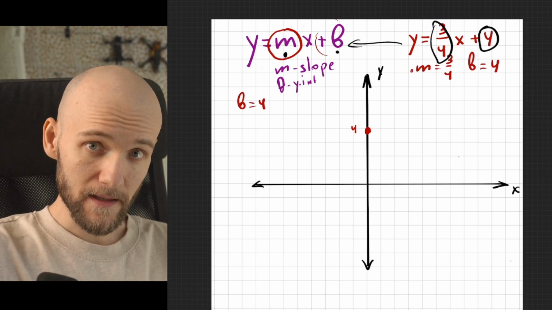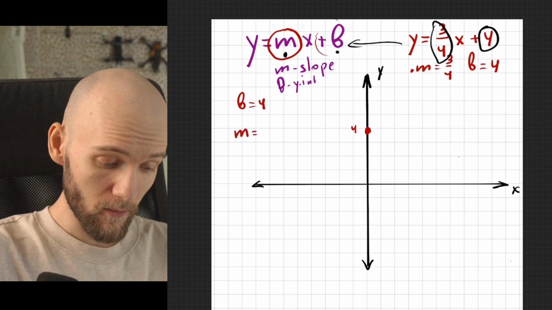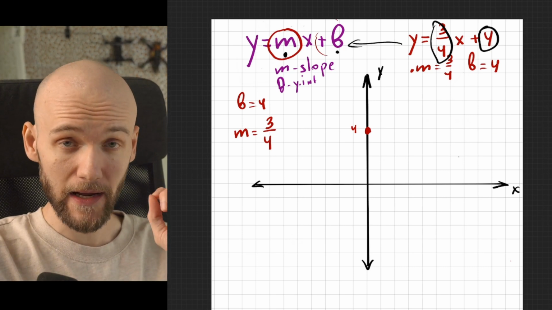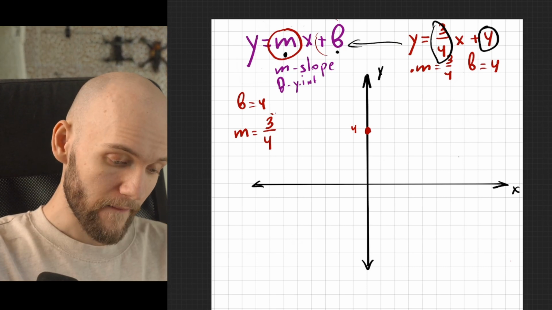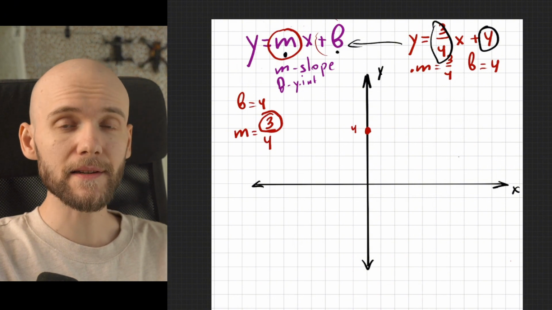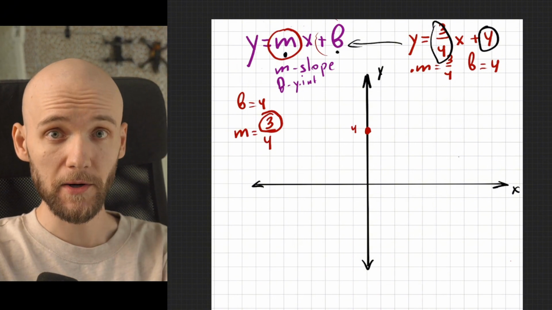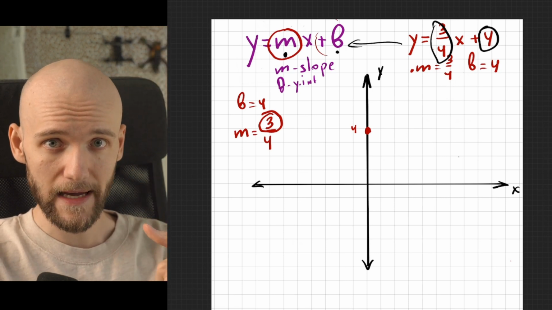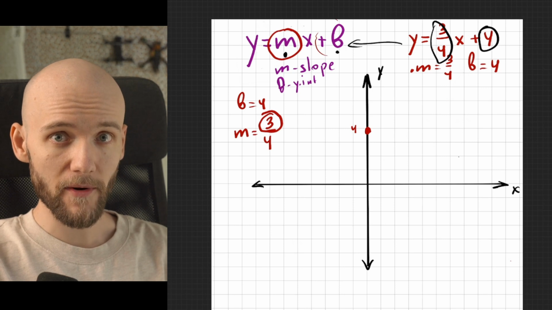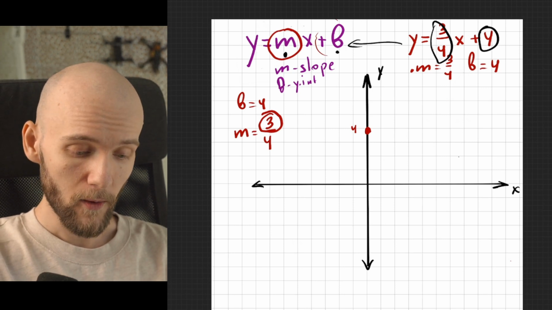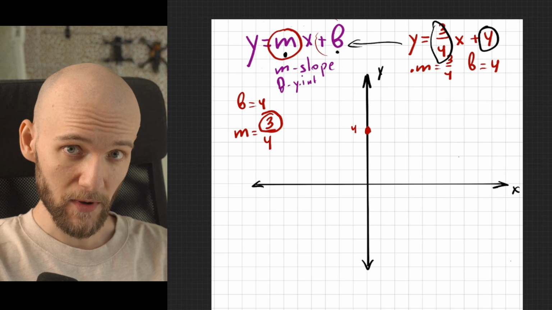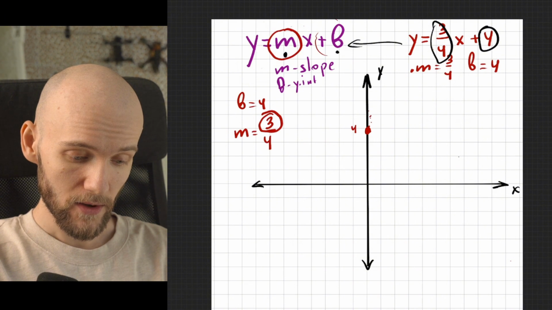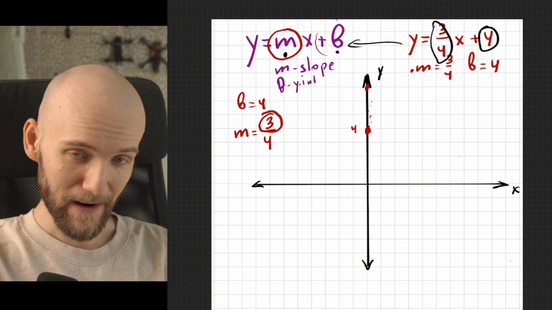Now let's look at the slope. m is our slope. In this case, our slope looks like a fraction, and it's a great thing. It should look like a fraction. Whatever is on top of your fraction is the number of steps you should make vertically. If it's a positive number, you go up. If it's a negative number, you go down. So in this case, we have the number 3. It's positive 3. So we start from our y-intercept, which is 4, and we go up 3 steps: 1, 2, 3. We find ourselves here.